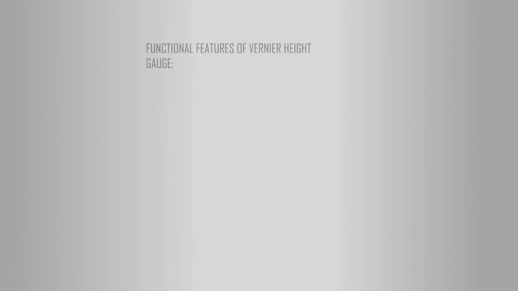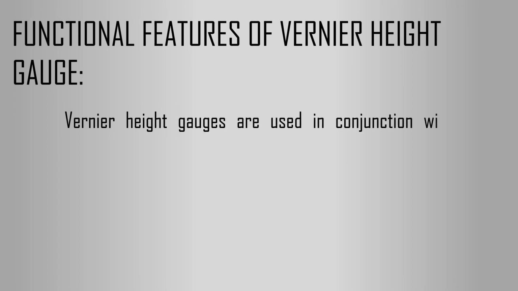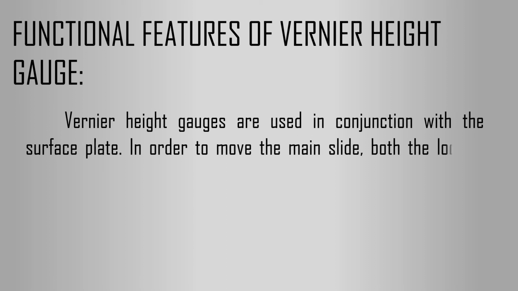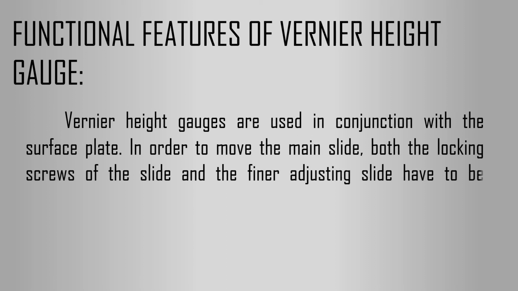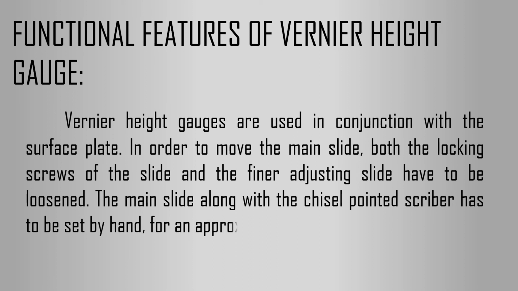Next, we are going to see about functional features of vernier height gauge. Vernier height gauges are used in conjunction with the surface plate. In order to move the main slide, both the locking screws of the slide and the finer adjusting slide have to be loosened. The main slide, along with the chisel pointed scriber, has to be set by hand for an approximate height as required.